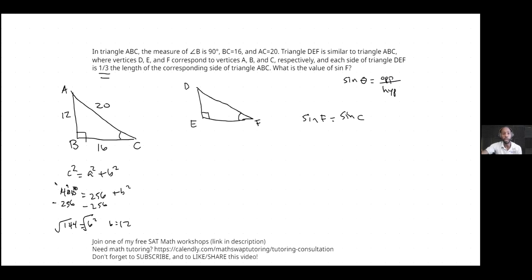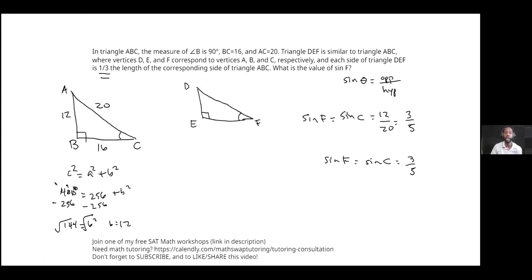So it's going to be equal to opposite over hypotenuse, so 12 over 20. Both of these can be reduced by factoring out a 4. So that's going to be 3 over 5. So the value of sine F is equal to sine of C, which is 3/5. Let's confirm that that's correct, and that is correct.